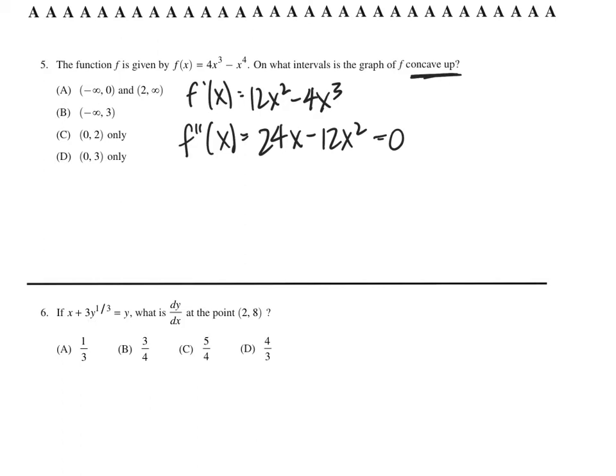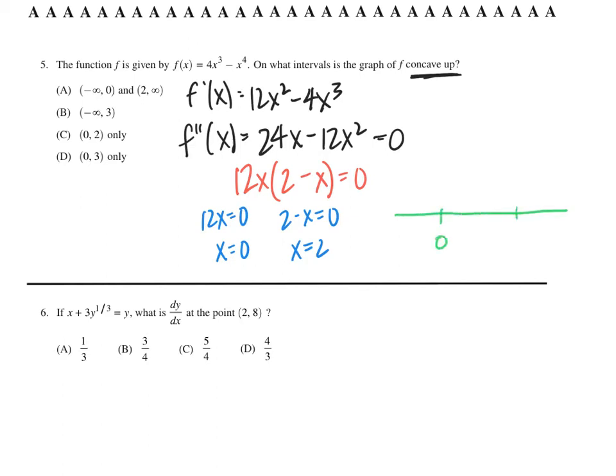So let's go find out when it's equal to 0. I'm going to factor out a 12x, leaving me a 2 minus x left. When are each of these quantities going to equal 0? When would 12x equal 0? When would 2 minus x equal 0? And our critical numbers would be 0 and 2. And what that means is we're going to go make a sign chart with 0 and 2. Those are x values. We're going to plug them into our second derivative, and that's going to tell us what our function is doing. I'm going to plug in numbers less than 0, between 0 and 2, and bigger than 2, knowing that these, again, are my critical numbers.